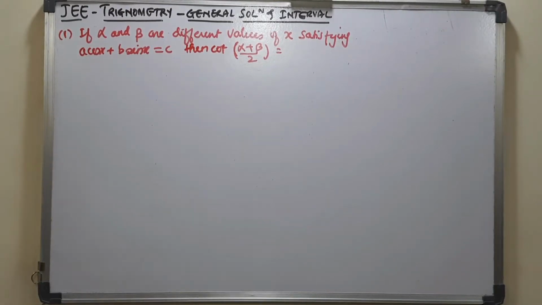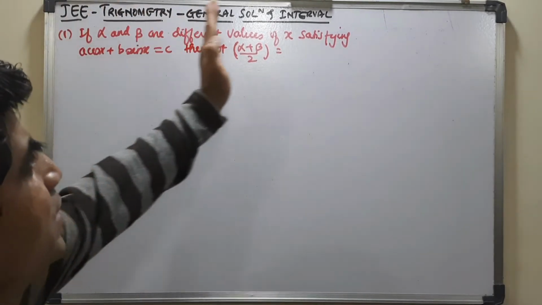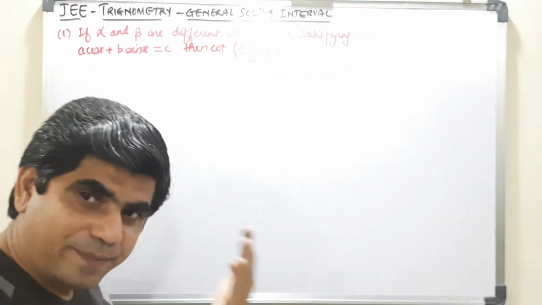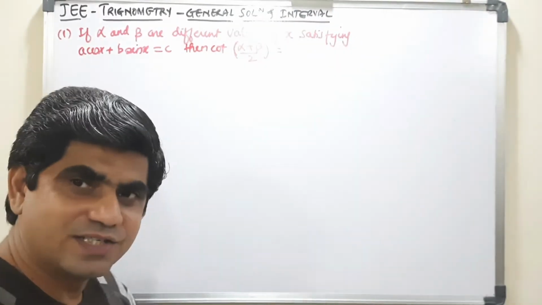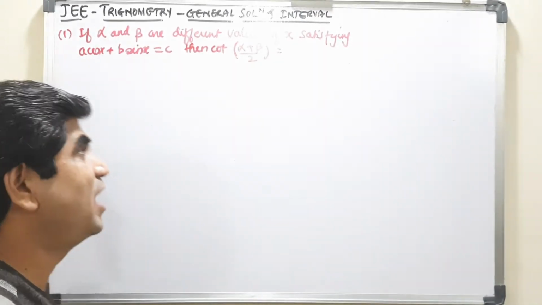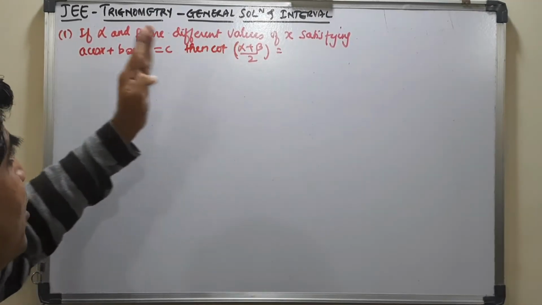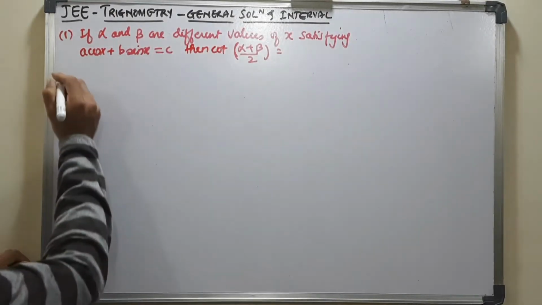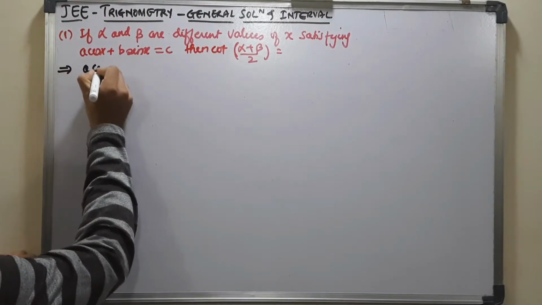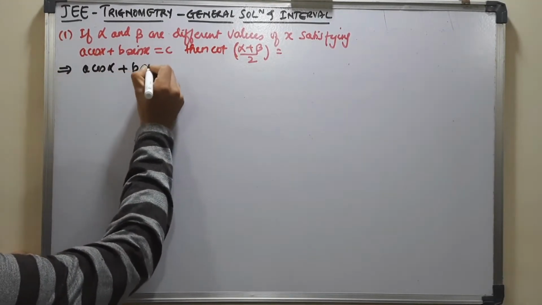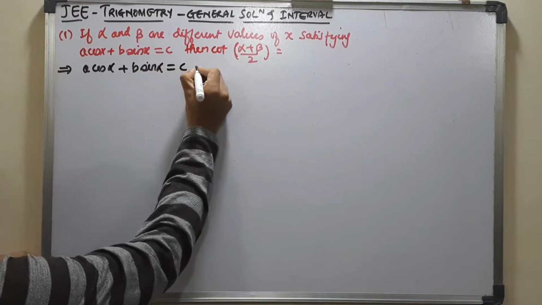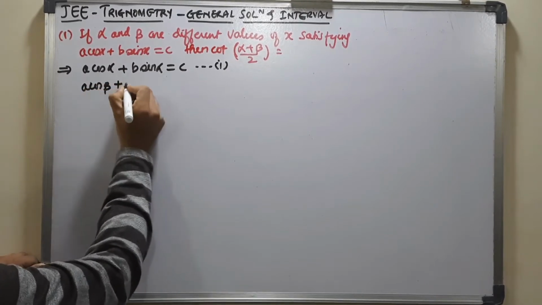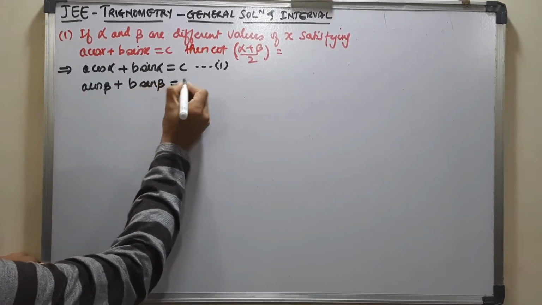Alpha and beta are different values of x satisfying a cos x plus b sin x is equal to c. That means alpha is a root first and beta also is a root. So if alpha and beta are the roots, then the values of x as alpha and beta will be satisfying this particular equation. So I get here, the first thing is a cos alpha plus b sin alpha is equal to c. Similarly, a cos beta plus b sin beta is equal to c.